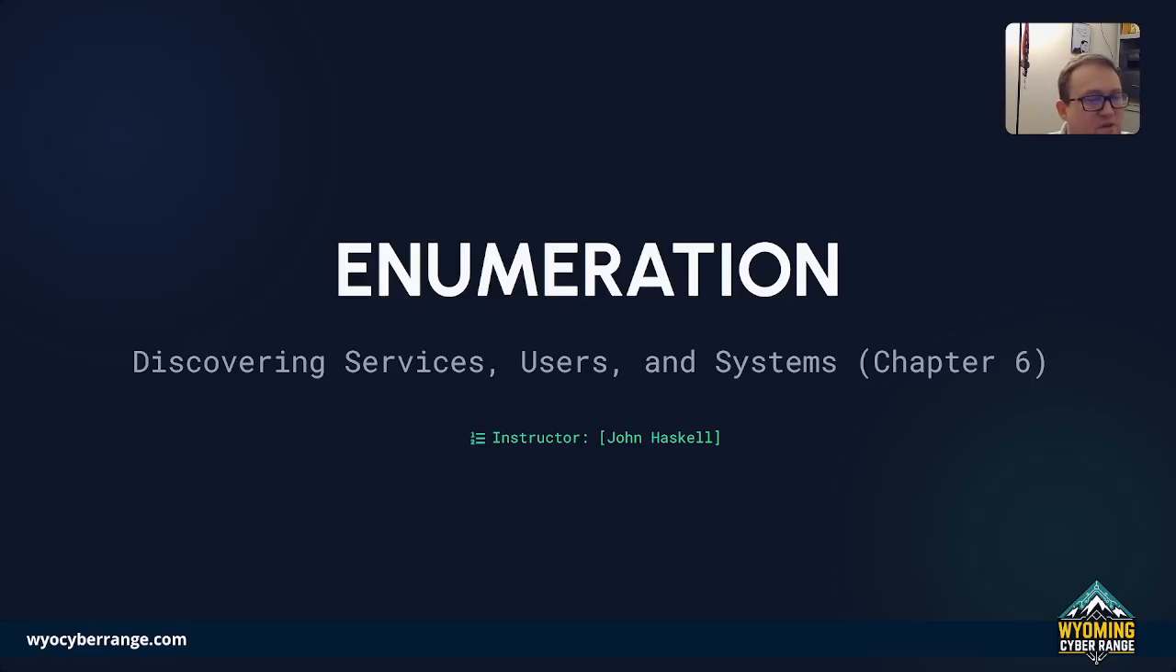All right, guys, so welcome to chapter 6. So we're going to be moving on from scanning to enumeration. Now, this is where the investigation truly begins. Scanning told us where the machines were, okay? Enumeration is going to tell us what they are and who is using them.